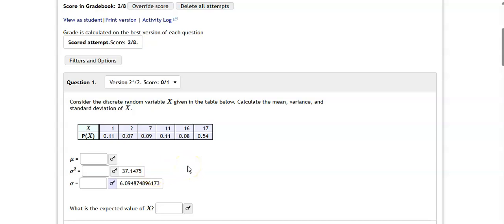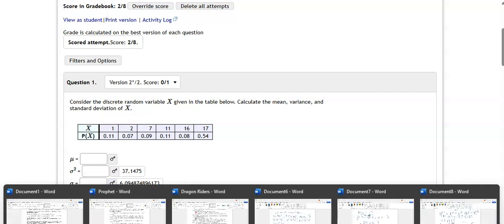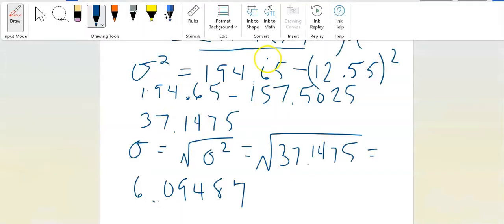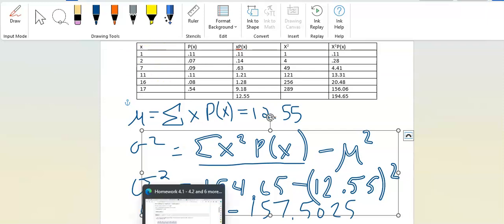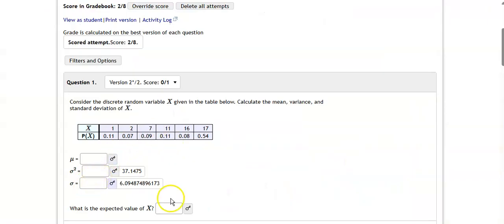All right, expected value. The expected value is always the same thing as our mean. All right, so our mean was 12 something. Let me go back to our page. I'll have to scroll back up. It was 12.55. All right, so our mean was 12.55. Our expected value will also be 12.55. So that part is really a repetition of what we had right there.